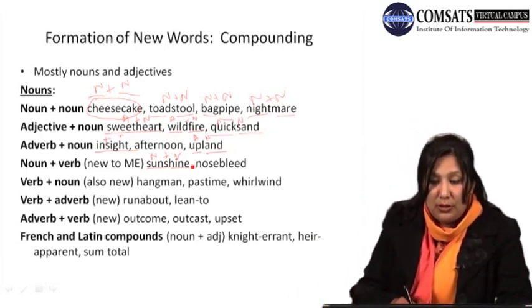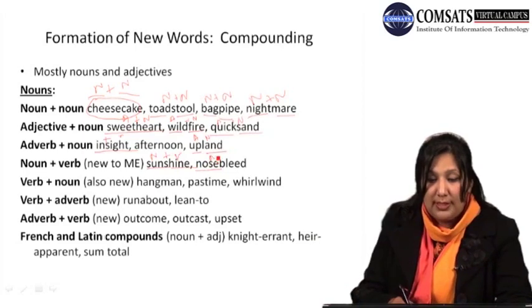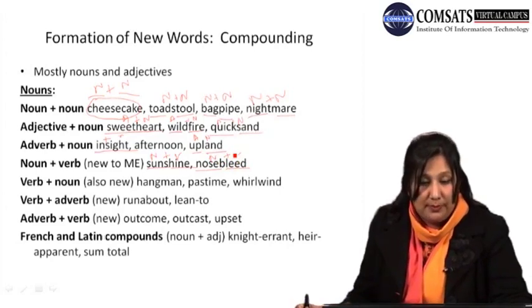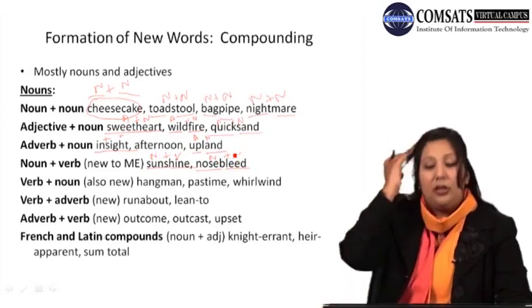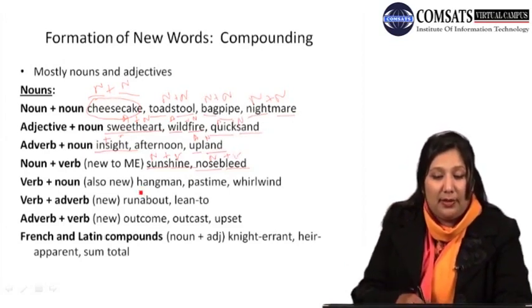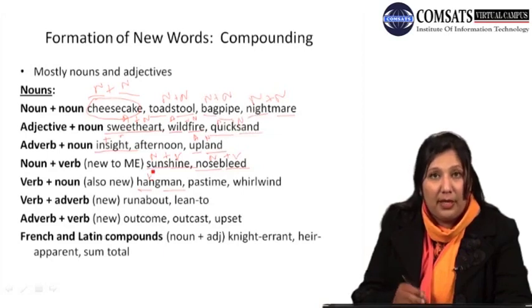The word nose, as all of us know, is a noun, and bleed is a verb. It's noun plus verb. Then verb plus noun. This was also new in the Middle English period. Look at, for example, the word hangman. Hang is a verb, as all of us know, and man is a noun. So it's a combination of verb plus noun.